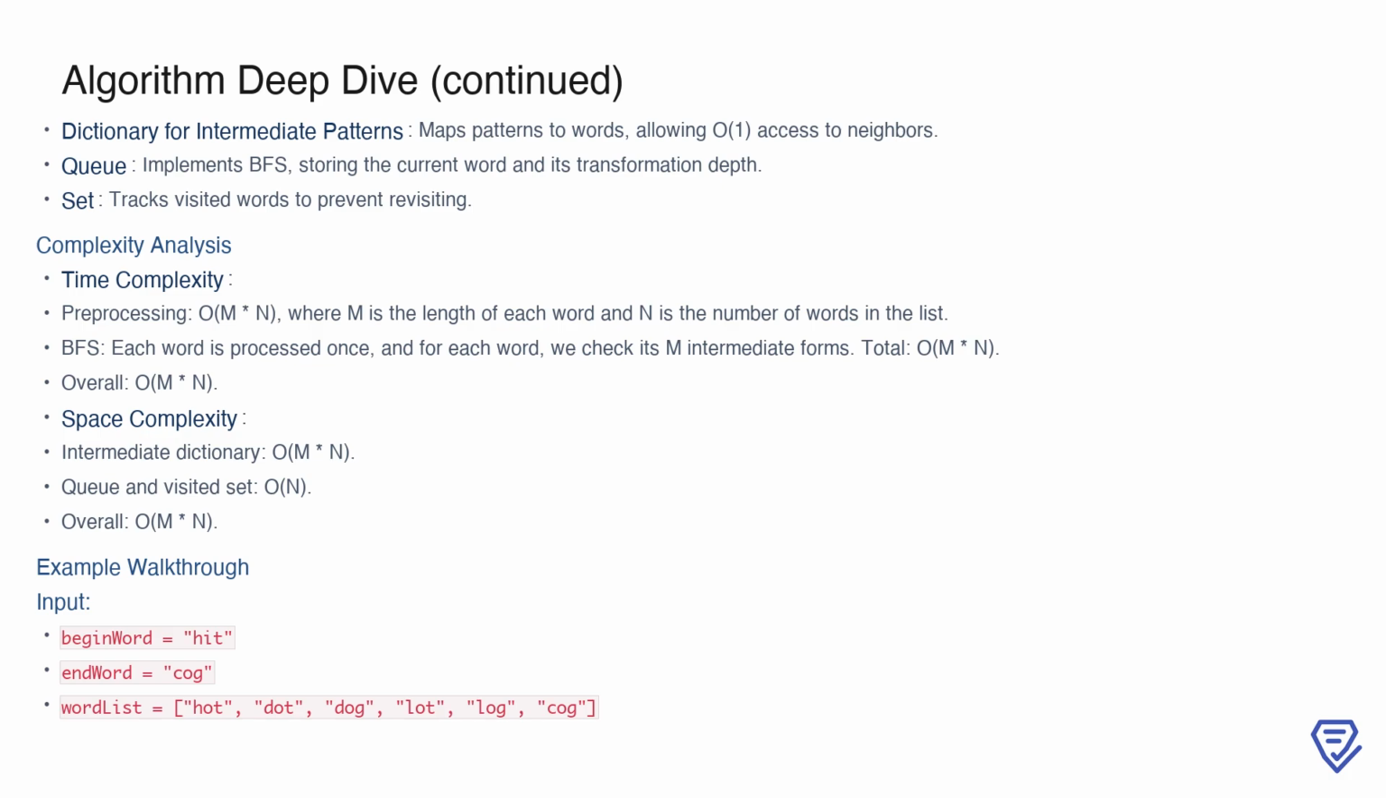Additionally, the visited set plays a critical role in preventing cycles and redundant processing, ensuring that each word is visited only once. From a data structure perspective, we use a dictionary to map intermediate patterns to words, enabling O(1) access to neighbors. The BFS itself is implemented using a queue, which stores the current word and its transformation depth. Finally, the visited set tracks words that have already been processed, further optimizing the algorithm by avoiding repeated work.